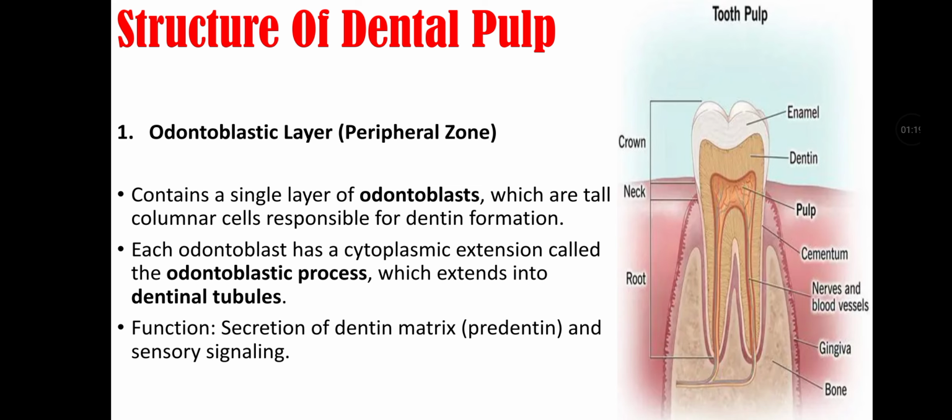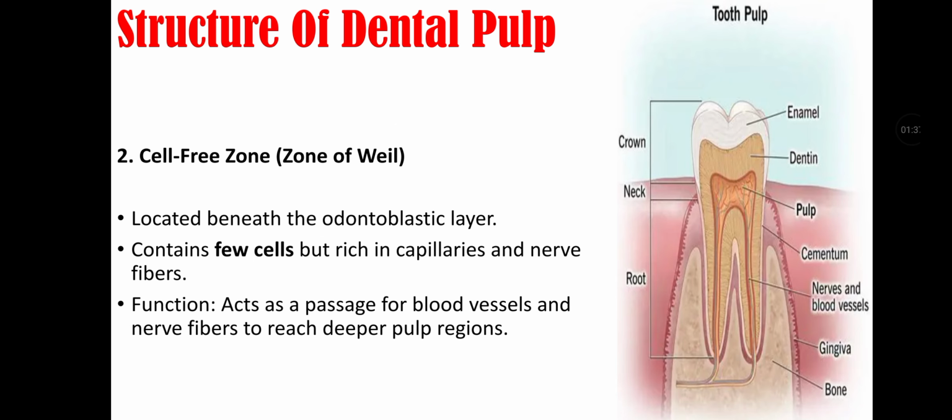It contains a single layer of odontoblasts, which are tall columnar cells responsible for dentine formation. Each odontoblast has a cytoplasmic extension called the odontoblastic process, which extends into the dentinal tubules. Its function is secretion of dentine matrix, that is also called as predentine, and sensory signaling.